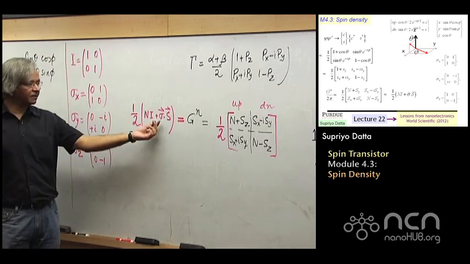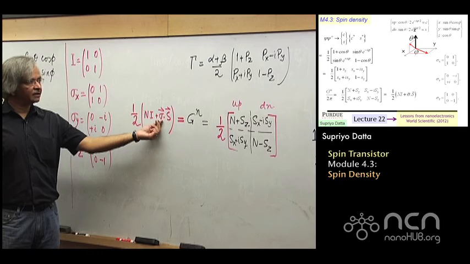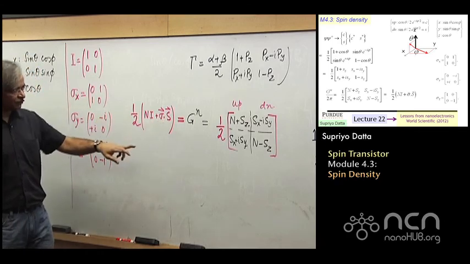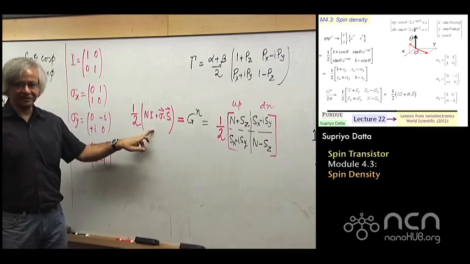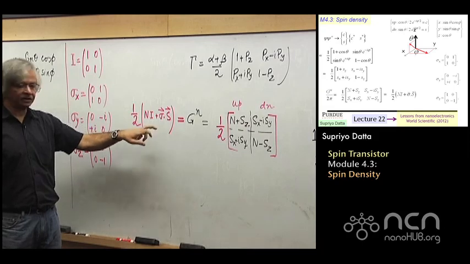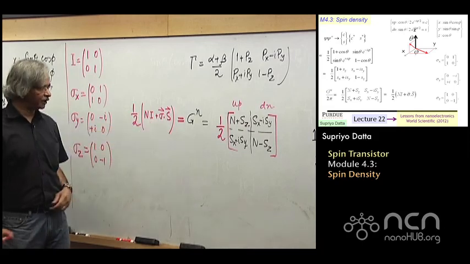Okay. So this sigma is the Pauli spin matrices. And it's not obvious that that and this are the same thing. That's what I'll try to show in the next minute. That's what we'll do right now.